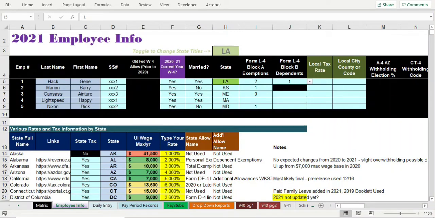Hello there, welcome to Payroll 2021 in Excel. This is the Louisiana edition.